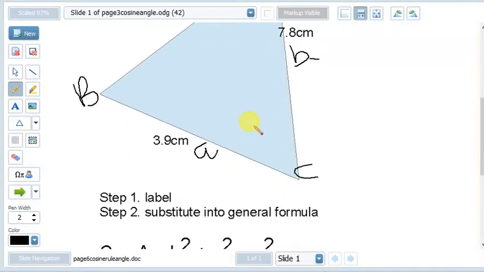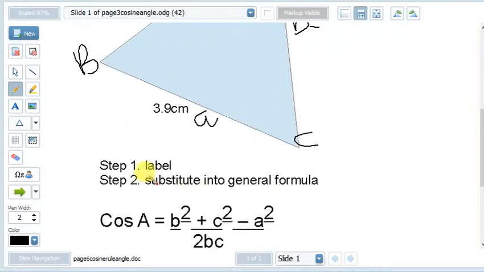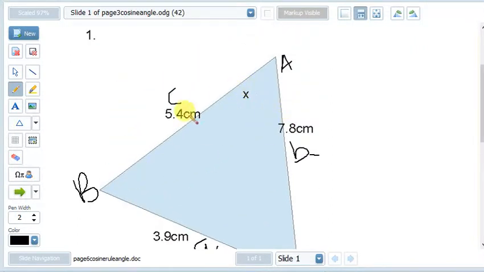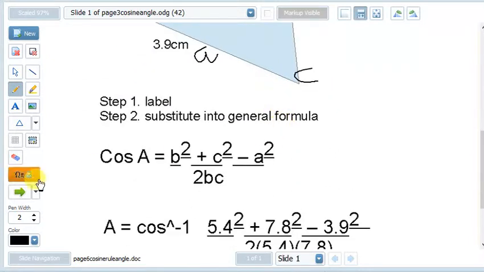Okay, so let's have a look. We've labelled the triangle A, B and C, and what we're after is this angle here, which is A. So we know that the formula is cosine of A equals b squared plus c squared minus a squared all over 2bc. Okay, so we'll just carry that across there.